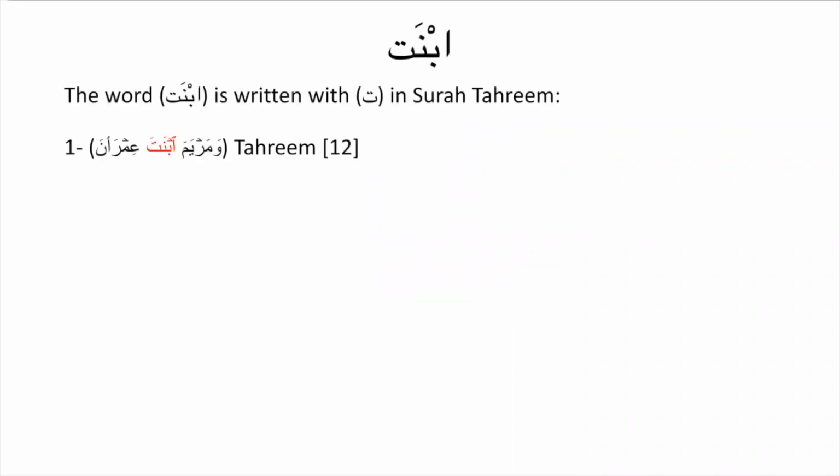Then the word ibnat. This appears only in Surah Al-Tahrim, ayah 12. وَمَرْيَمَ ابْنَةَ عِمْرَانَ, spelled with a flat ta. Then the word kalimat. However, this requires a bit of a deeper explanation because Ibn al-Jazari actually doesn't give us all the details right away.